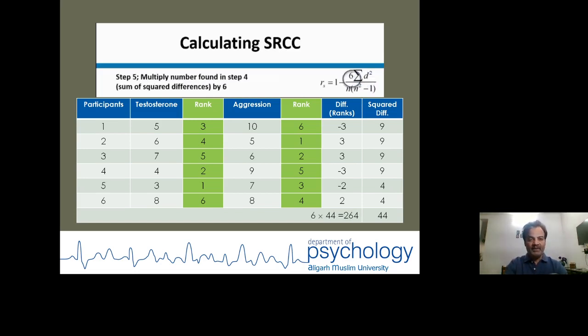Now step 5, multiply the number found in step 4, which is the sum of square differences, by 6. 6 into 44 is equal to 264.